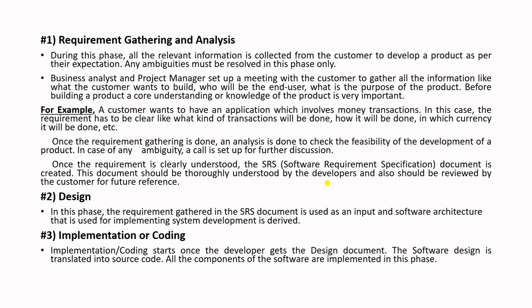Any ambiguities must be resolved in this phase only. Ambiguity means there should not be any dual meaning statement. Dual meaning statements, for example, if we take the example, add 2 to x or y, add 2 to x or y, means this is not confirmed. After reading this statement, it is unclear whether 2 is to be added to x or 2 is to be added to y. So this type of statement should not be there in this requirement gathering and analysis phase.